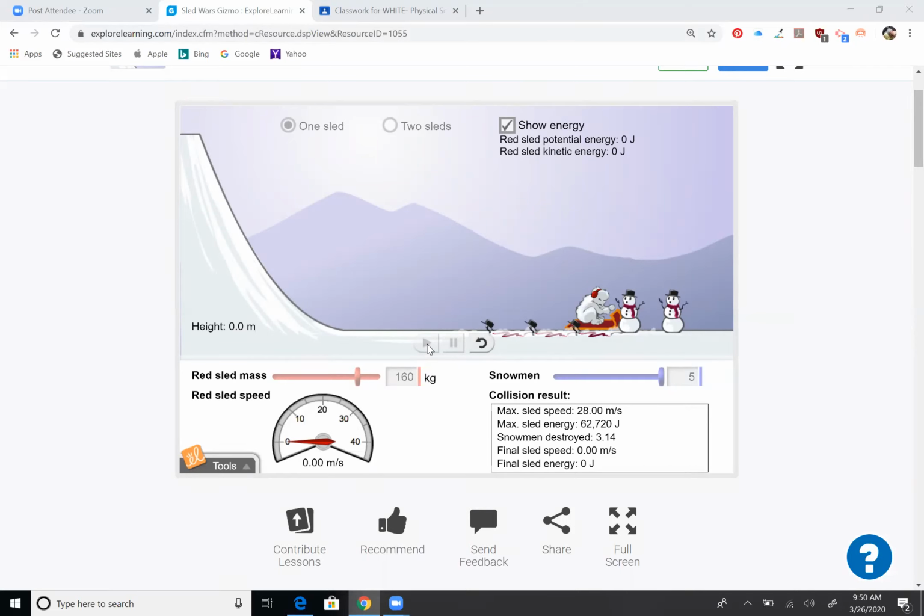Again, kinetic energy is in joules. M stands for mass. V squared stands for the speed squared, or speed times itself. So we have 1/2, or 0.5, times the mass, which is 20 grams, times the velocity, which is 28 meters per second. And then we're going to square that 28.